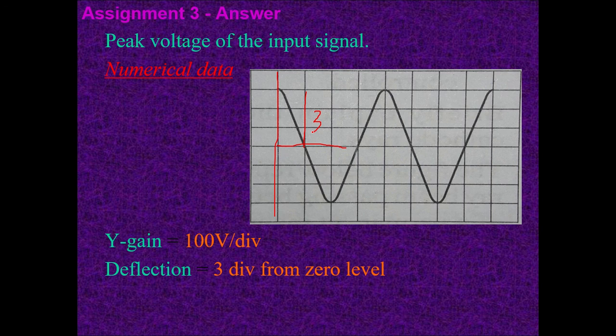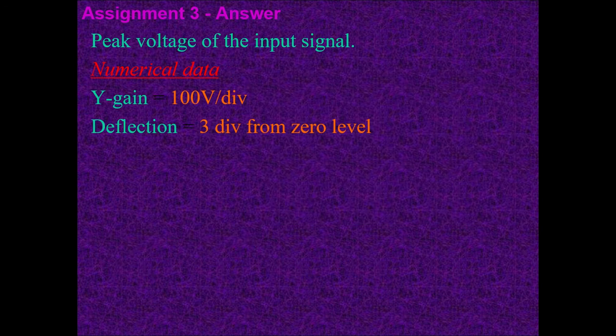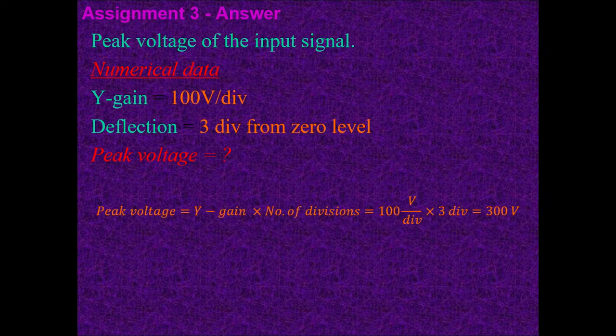Here we want to get the peak voltage using the Y gain. So what will be the particular formula we'll use? The peak voltage will be equal to the Y gain multiplied by the number of divisions, which is 100 volts per division multiplied by 3 divisions, giving us 300 volts. That gives us the peak voltage. So that's basically what we need to know.